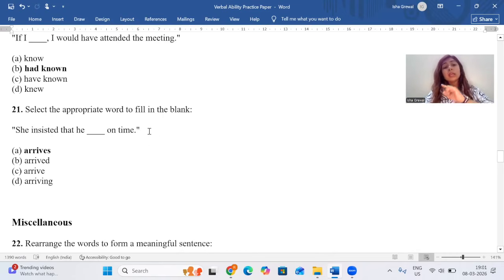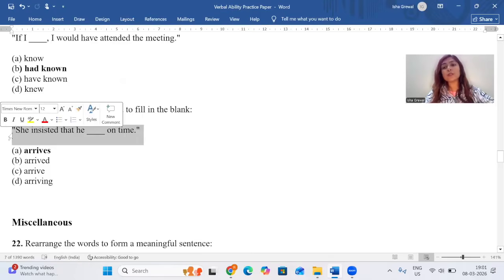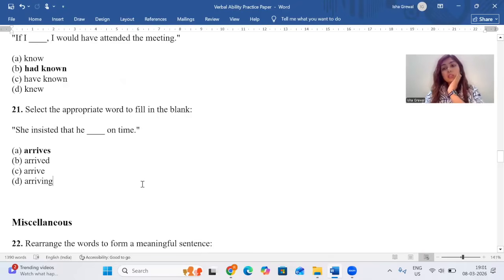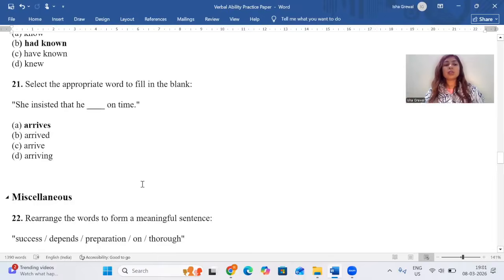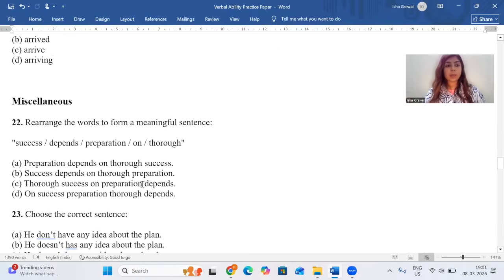Why? Because first thing, it is there in inverted commas. That means it is a part of speech. The person is saying that. तो अराइव्ड नहीं आ सकता क्योंकि वो इस पे इंसिस्ट नहीं करेगी. शी इंसिस्टेड दैट ही अराइव्स ऑन टाइम. ही ऑलवेज कम्स ऑन टाइम. दैट इज व्हाट शी इज इंसिस्टिंग ऑन. सो दिस इज गोइंग टू बी द करेक्ट आंसर.